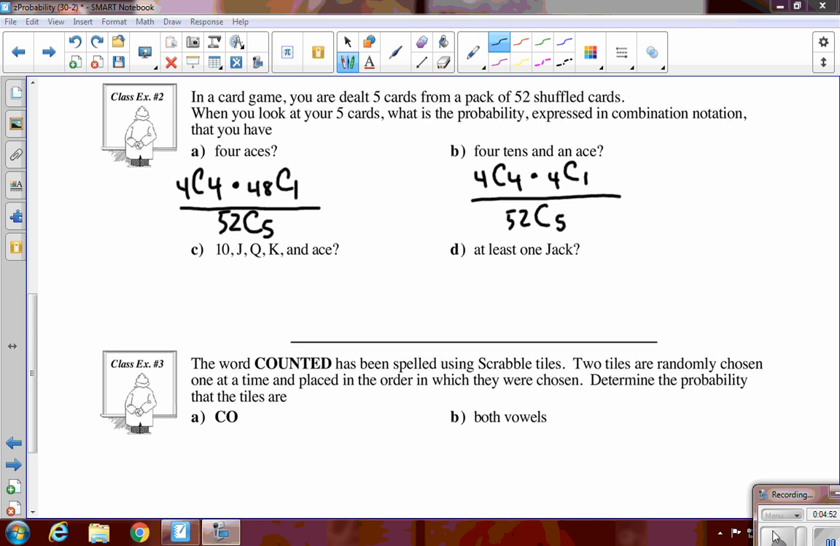Okay, we had some time to do it. Now we need a 10, a jack, a queen, a king, and an ace. It's not saying anything about order, but that is 5 cards.